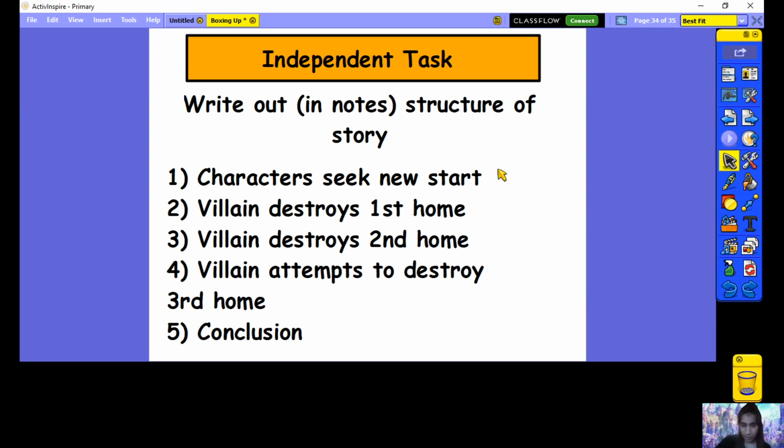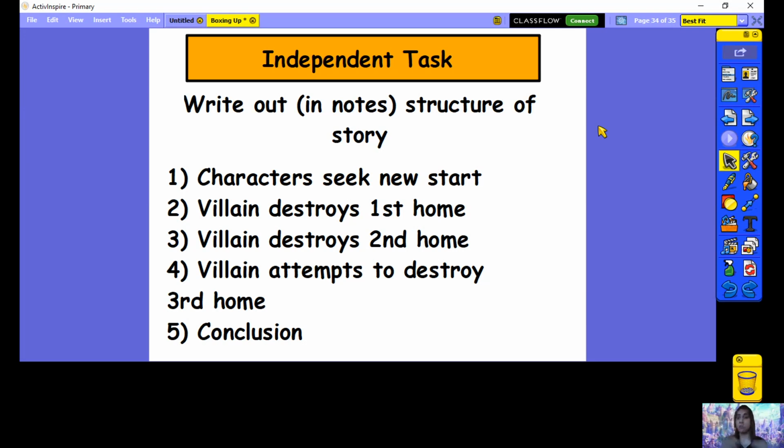I've got the character seek a new start, the villain destroys the first home, the villain destroys the second home, the villain attempts to destroy the third home, and then we have our conclusion, so our ending. What I would like you to do is to write those points numbered and just tell me in a few words what happens in each. So for instance, for character seek a new start, what happens? I know who my characters are. I know they want to build new homes. What are those homes made of?